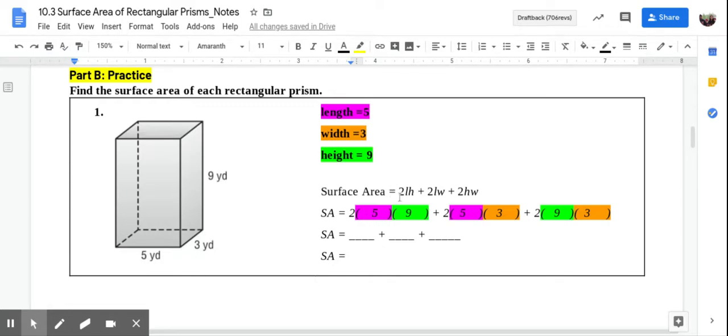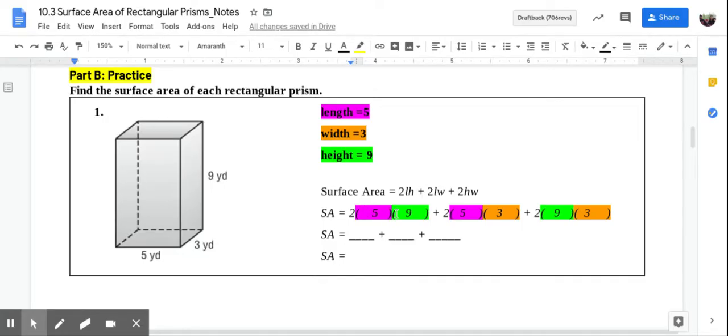I'm going to use the formula 2 times length times height plus 2 times length times width plus 2 times height times width. The first thing I do, okay, go ahead and pause my video now, get out a piece of paper because you're going to have to write this out on the other ones we're going to practice.